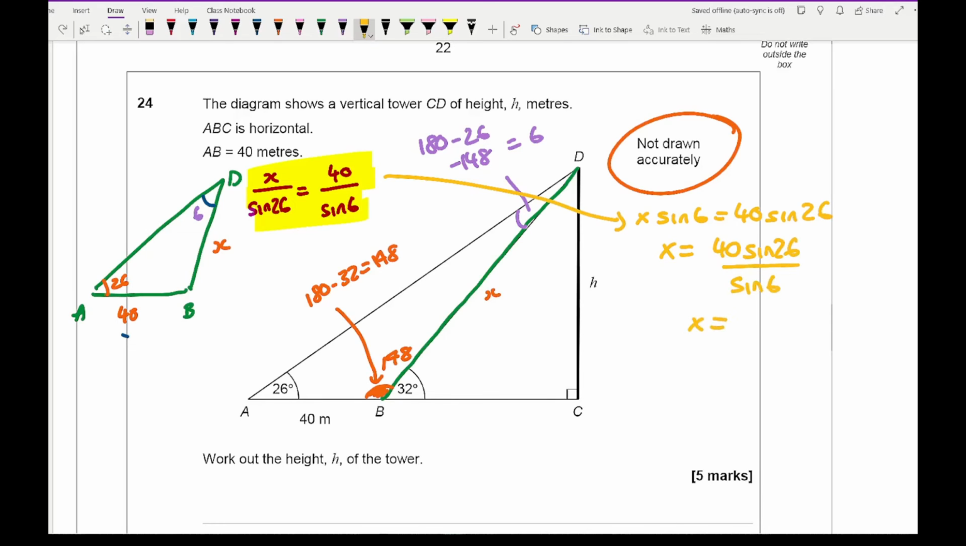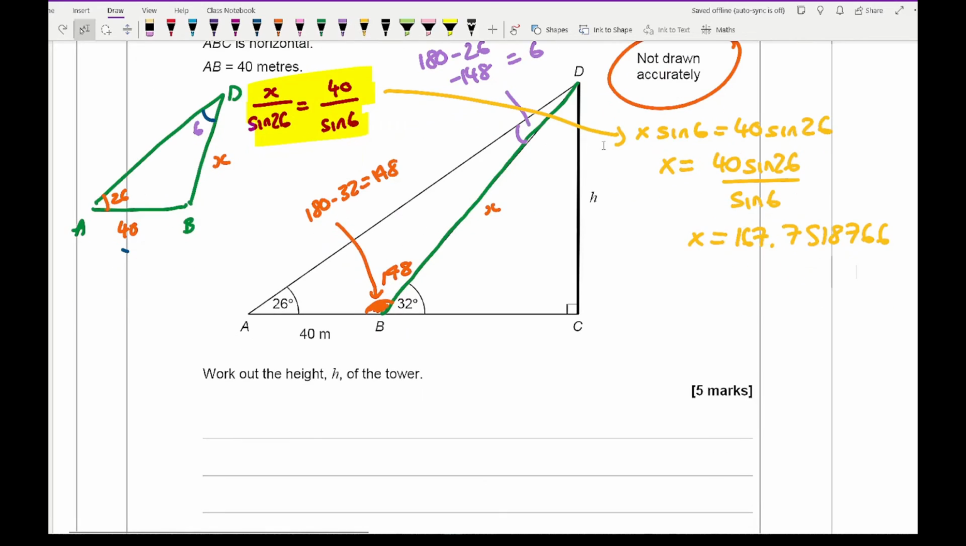So x is going to give me a value of 167.7518766. And again, I've just copied that answer off the calculator. Now if I move down so I've got a bit of space, and draw the triangle BCD again, I know this angle here is 32. I know that this length here is 167.7518766. And this is the height h, which is what I'm working for.